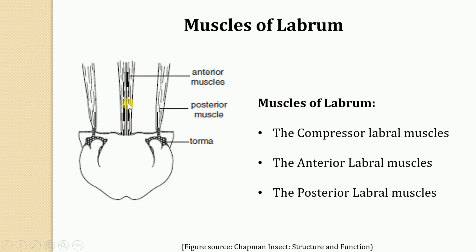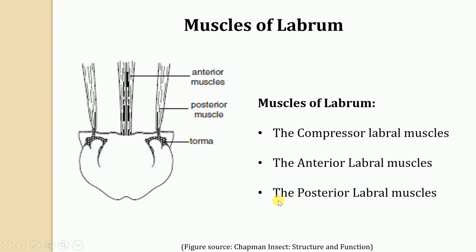Now these anterior labral muscles are paired but unbranched muscles. They originate from the inner surface of the frons. So if you imagine the position of the labrum, immediate to the labrum there is a clypeus, and then after that the region is known as the frons. Means these anterior muscles are coming from the frons and they are innervated into the labrum. Now these muscles move the labrum in a forward direction. Whatever forward movement there is for the labrum is contributed by this anterior labral muscle. So this is about the anterior labral muscle.